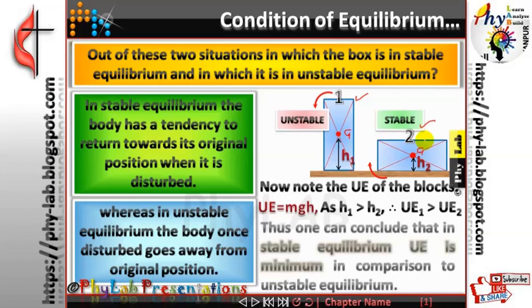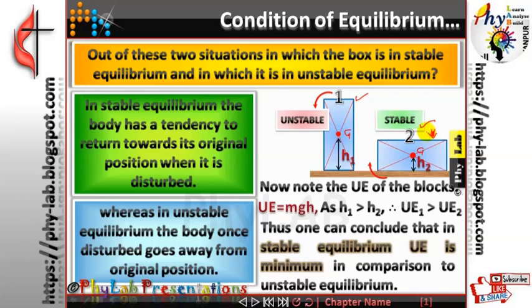gives me the hint about how to conclude which orientation represents the stable equilibrium or not. You should understand that whenever the body is in minimum potential energy state, that state of the body is going to be referred to by us as the stable equilibrium state. So you can see over here the potential energy is minimum, hence this state represents the stable state of the equilibrium of the body.